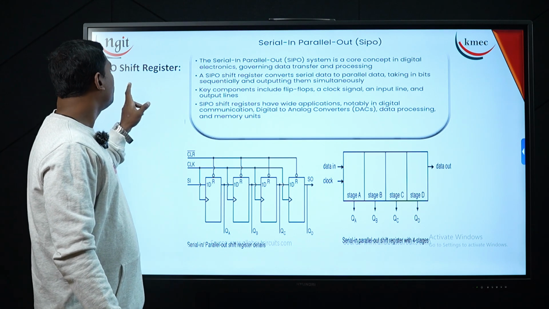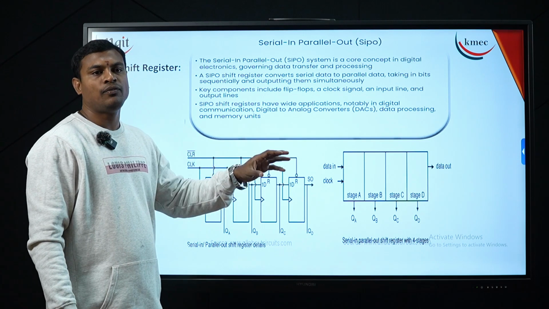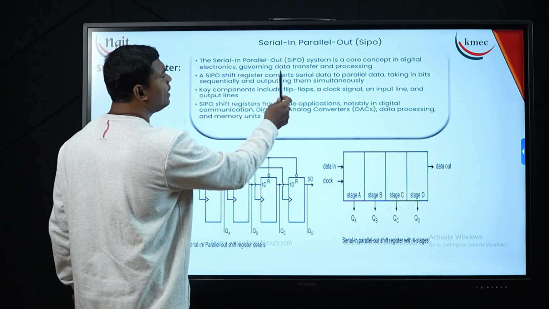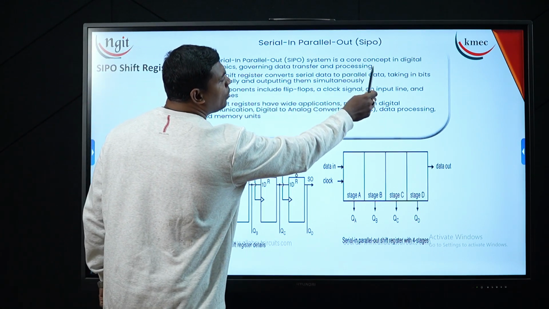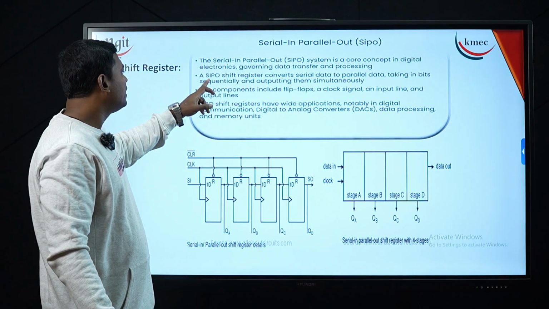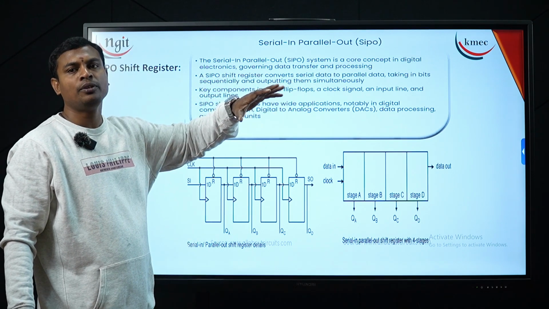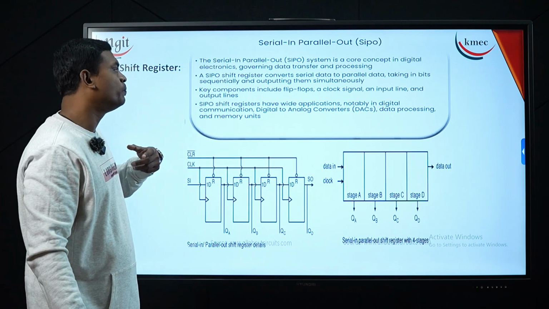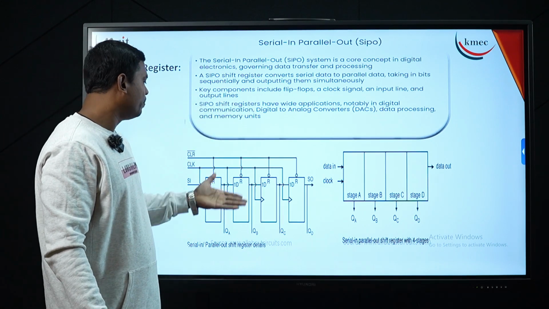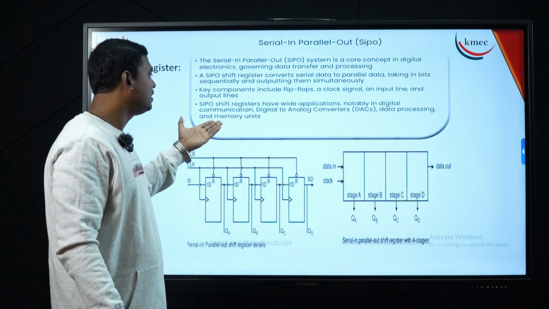Next, serial in, parallel out shift register means serially I need to send the data into the flip-flops and parallelly I need to get the data out here. Now you can see here the serial in, parallel out system is a core concept in digital electronics governing data transfer and processing. The SIPO shift register converts serial data to parallel data. Means serially I am sending the input, parallelly I am accepting the data at the output level. That is the reason it is called serial data to parallel data conversion. The key components are always the flip-flops here, and shift registers are widely applied, notably in digital communications.